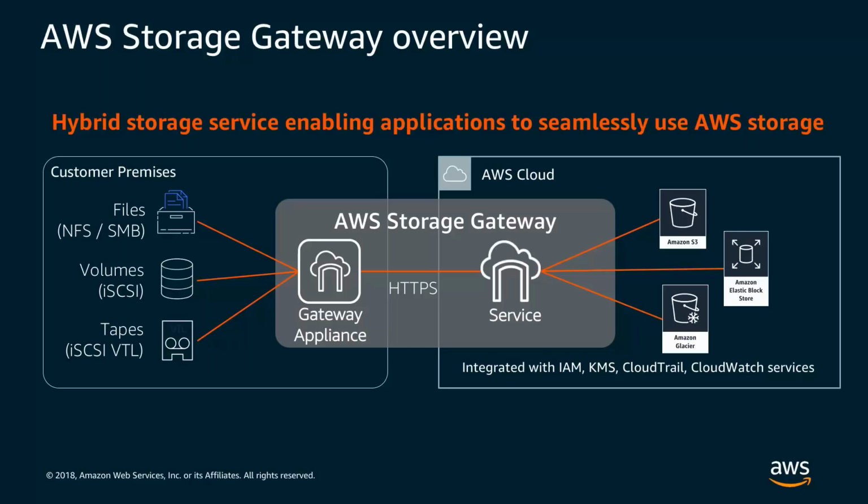The gateway, in turn, connects those applications and workloads that you see here on the left-hand side to AWS storage services, so you can store your data securely and durably in Amazon S3, Glacier, or as Amazon EBS snapshots, the right-hand side of the diagram. The Storage Gateway service is also integrated with other services such as CloudWatch, CloudTrail, IAM, KMS, so you can get an extension of AWS management services locally to your on-premises as well.